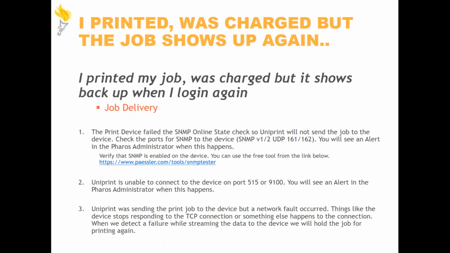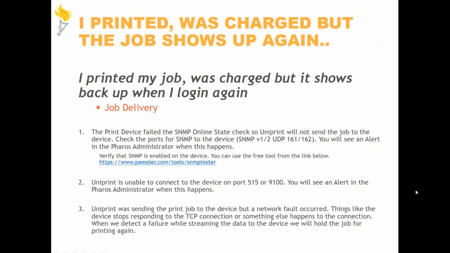So if the online state check was successful, then we start to stream the print job across the network to the printer. But say, for example, the printer has a memory buffer that's full and it doesn't want to take any more data, and that goes on for a period of time and it still won't take any more data. Then Uniprint will see the printer's not responding to the TCP packets, and it will say, okay, something happened and it's not responding to me, so I'll stop. I'll call the job a failed job, and I'll put it back in the queue for the user again.